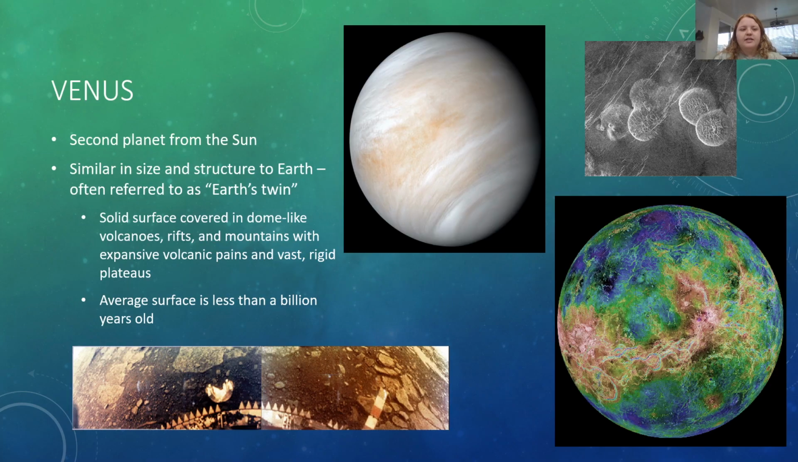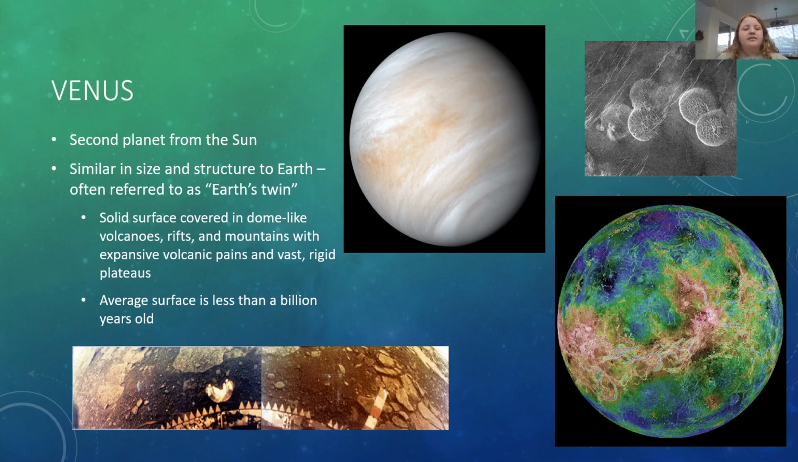So let's continue with our second planet from the sun, which is Venus. And Venus is going to be a little different, or very different actually, because it does have an atmosphere. So that makes things look very different than what we see on Mercury.